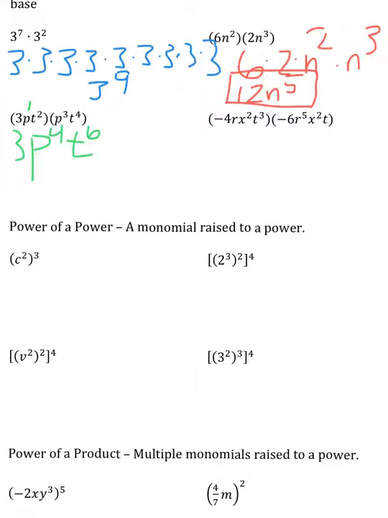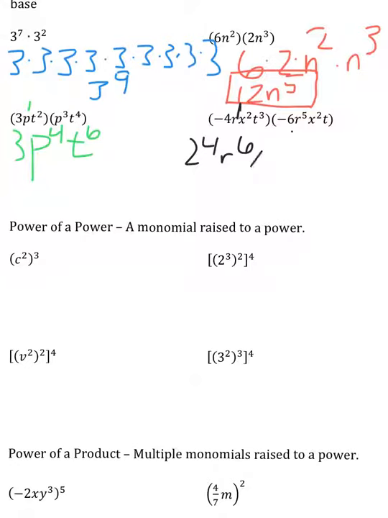Okay, and then finally, for this last one, we have a negative 4 in our first term and a negative 6 in our second term. So we're going to multiply those. So negative 4 times negative 6, which gives us 24. Then we have an r, which is really r to the 1, right? So r to the first times r to the fifth gives us r to the sixth. And then we have x squared times x squared, right?